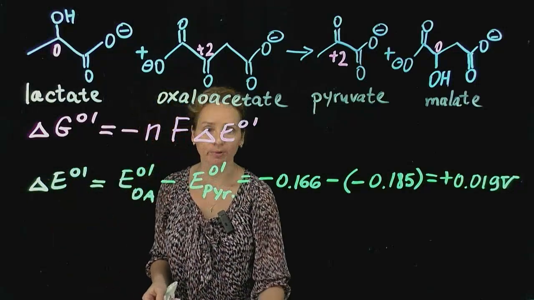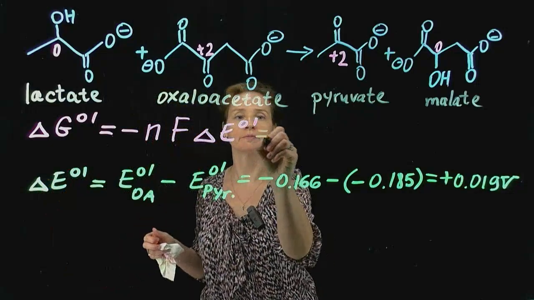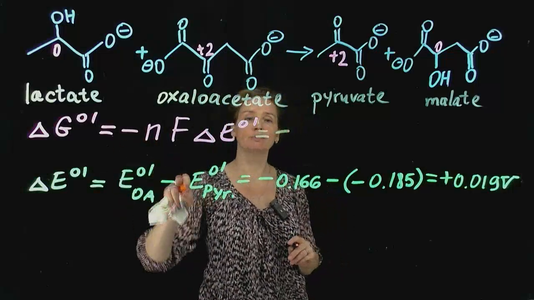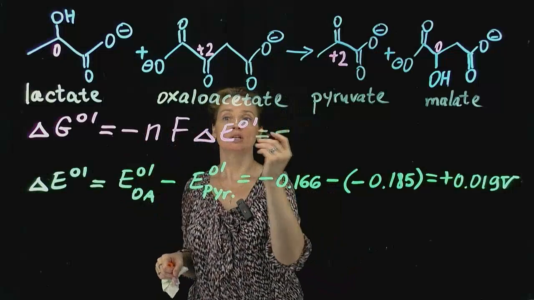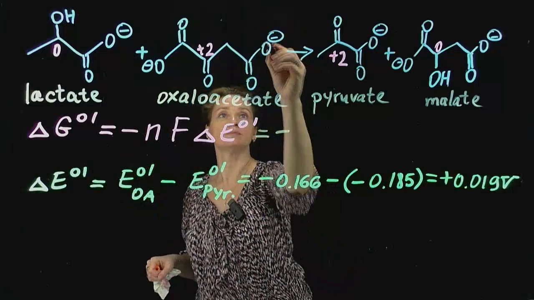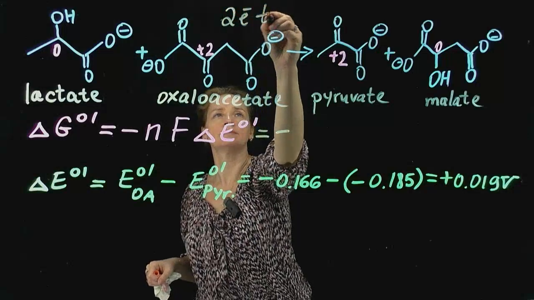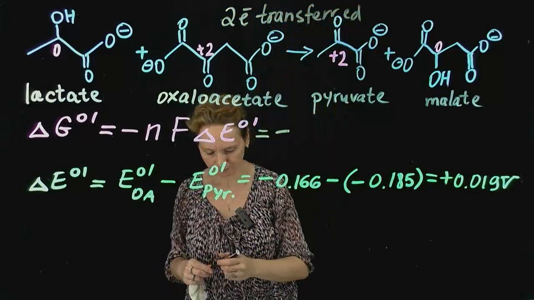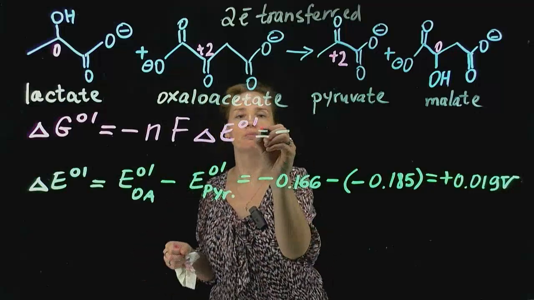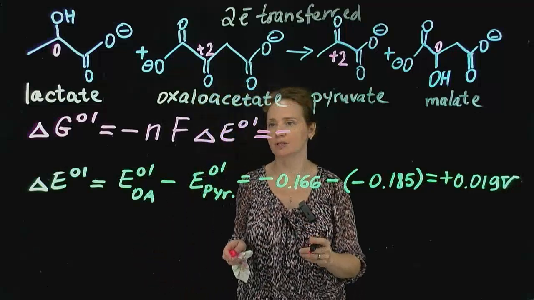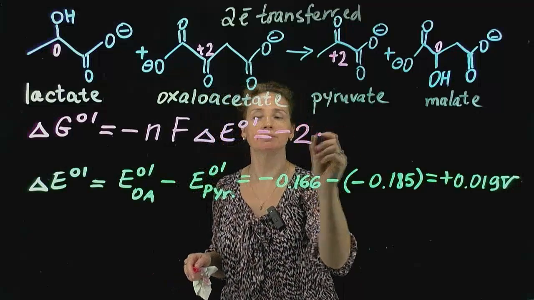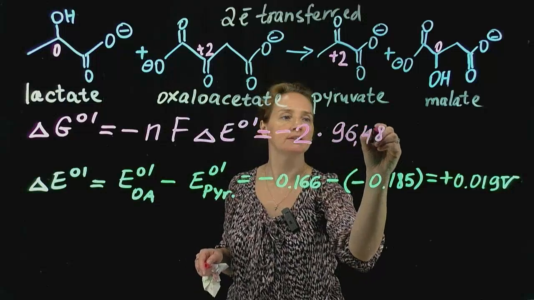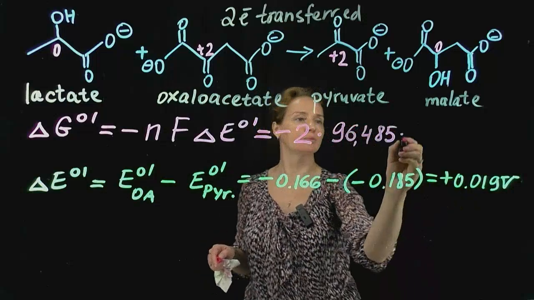So now let's plug our numbers in here. Don't forget to transfer the minus here because that's a common mistake. Minus, 2 electrons are transferred. Let me go back to the pink color because it writes better. So minus 2 multiplied by the Faraday constant, which is 96,485, and by the value that we calculated.